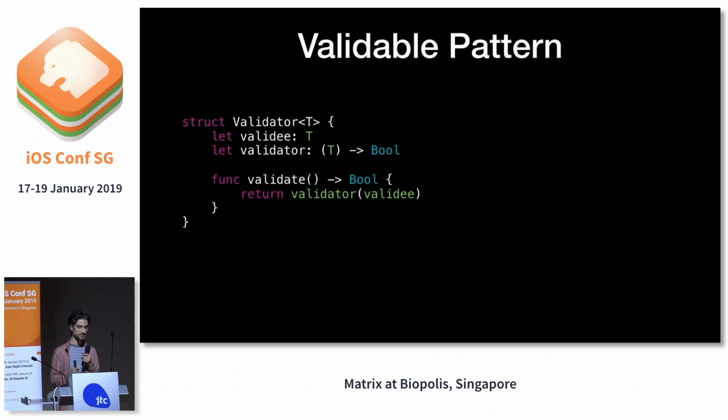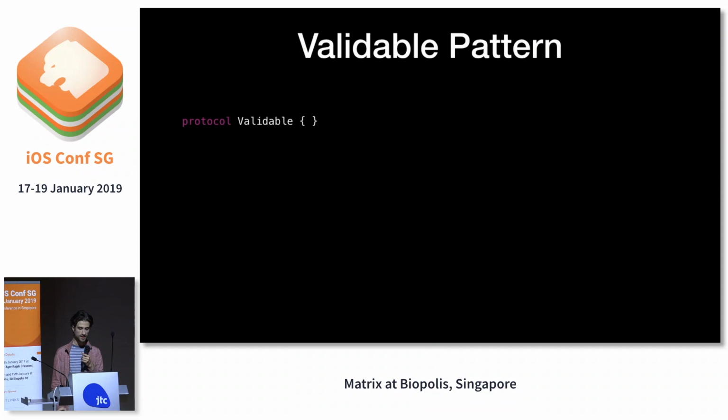So it has two fields. It has a validity, which is the value that you want to validate, and the validator. It's a test that takes an instance of the validity and returns a Boolean to indicate whether or not the test passed or failed. And it has a function validate, where you just call the validator by providing the validity. Then we define a protocol named Validable. Like the one before, it's very simple because it's just empty.